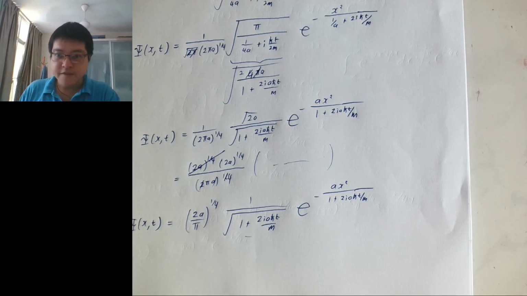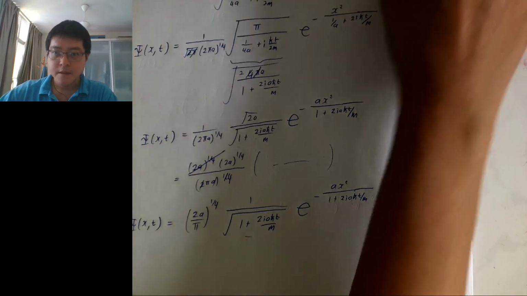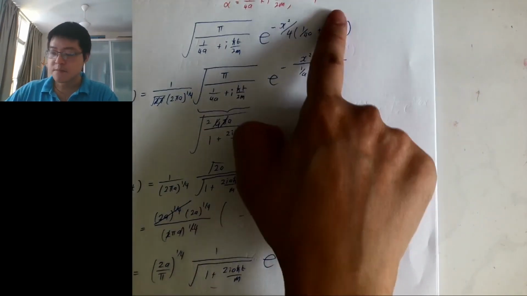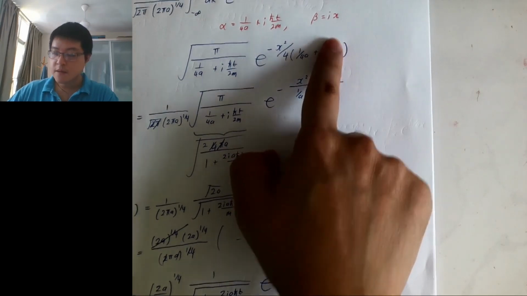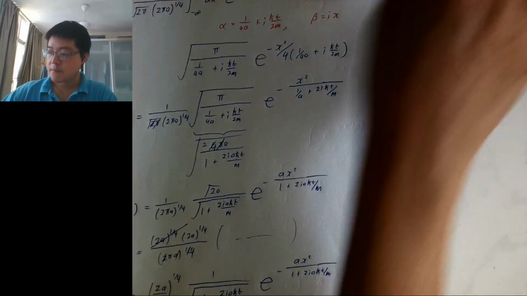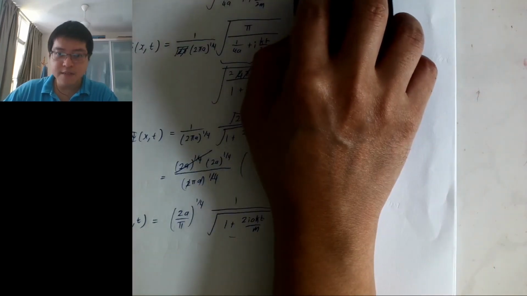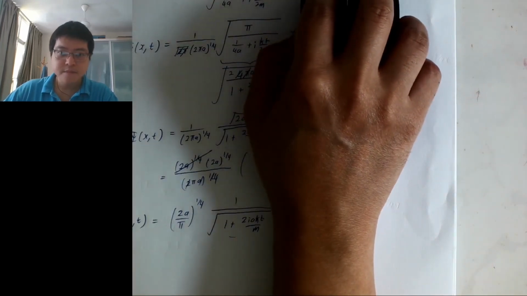Okay, any questions so far? Beta equals positive ix, yes, positive ix. So we are using this integral here, this last term here, beta.